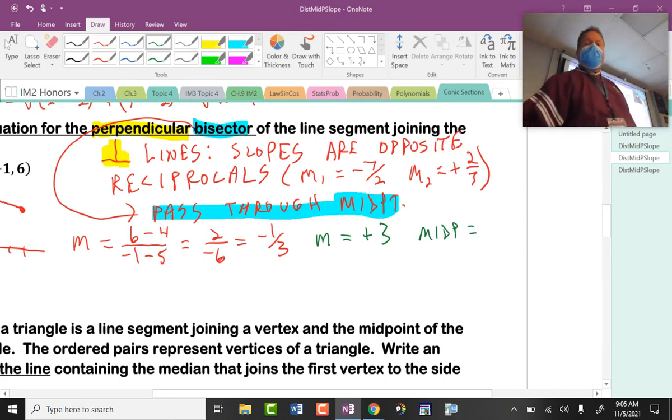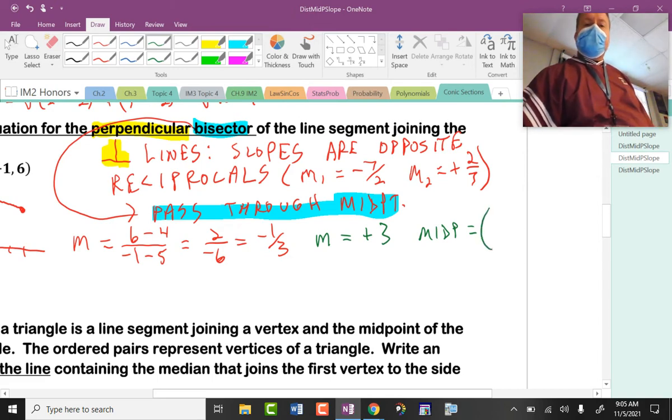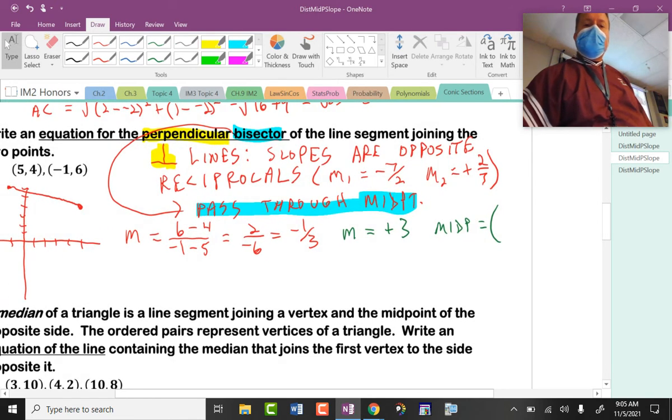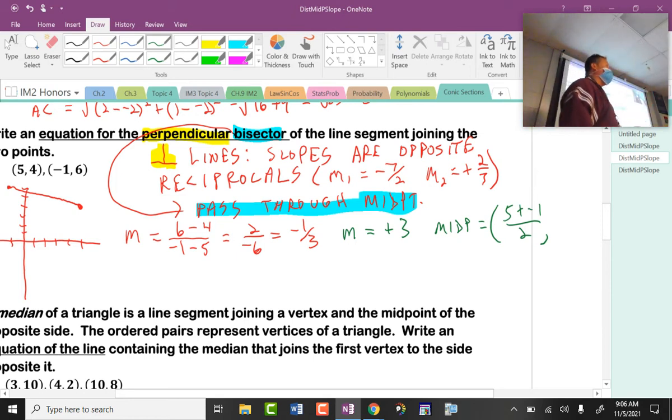So the midpoint is the average of the x's. Let me get those two coordinates. So 5 plus -1. And then I made a mistake last hour, and I'll be happy to admit it. But I caught my mistake right away.